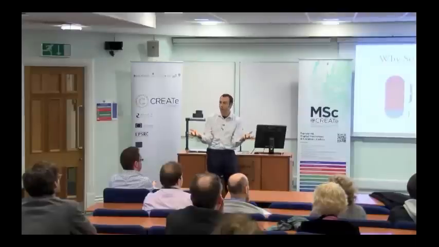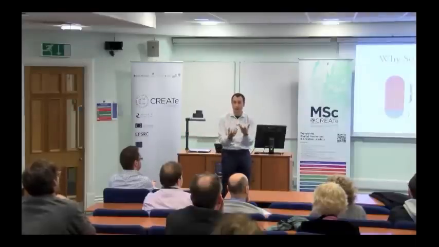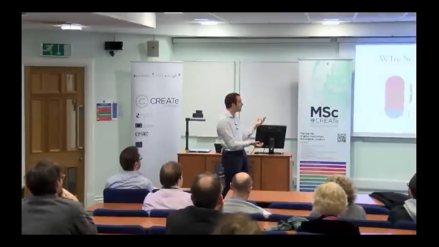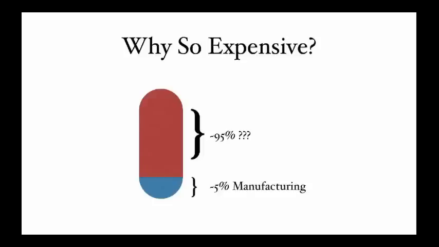If you go and look at the actual cost of making the drug, and I hope most of you already know this, if you look at the manufacturing cost of drugs, it probably depends. Maybe they're like 5% of the price. Maybe they're even less. Some cases they're 1%. Sometimes they're a little bit more. So why are medicines so expensive?